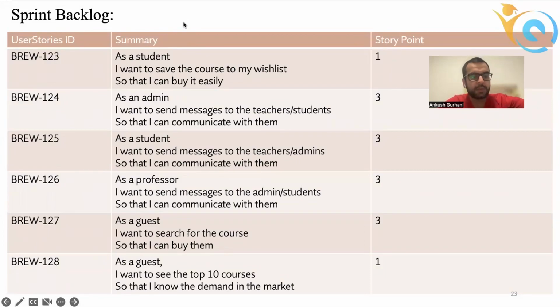So this is the sprint backlog that we have designed for sprint 4. We have 6 user stories in this, and the story points are assigned based on the workload that we have to do. So firstly, the student can have a wish list and add their courses in the wish list. Second, the admin can communicate with the student or the teacher. Student can do the same, and the professor vice versa.